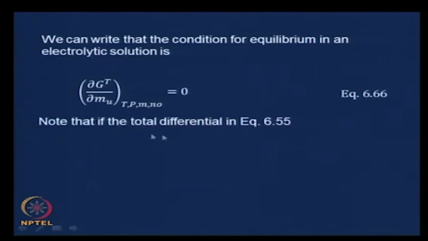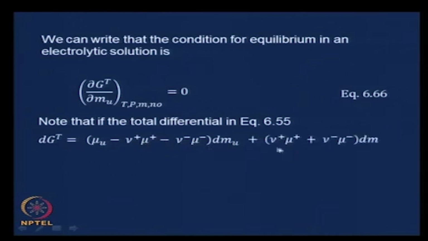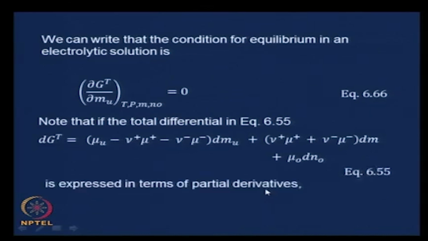And note, if the total differential is considered in 655, dGt under constant conditions of temperature and pressure was nothing but (mu u minus nu plus mu plus minus nu minus mu minus) dmu plus (nu plus mu plus minus ...) dm plus mu 0 dn0. This, if we write in terms of partial differentials, it is easy to see this is dGt.